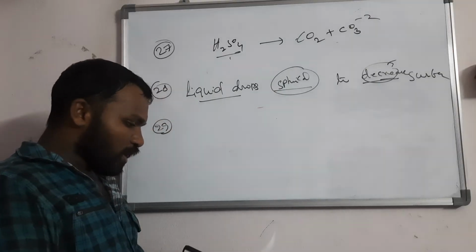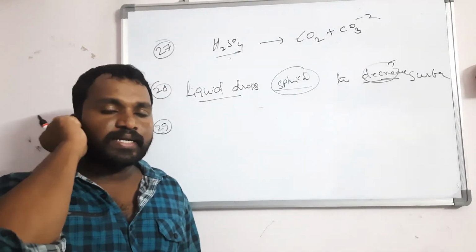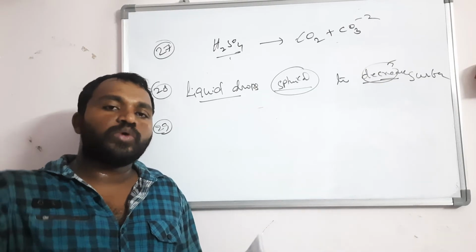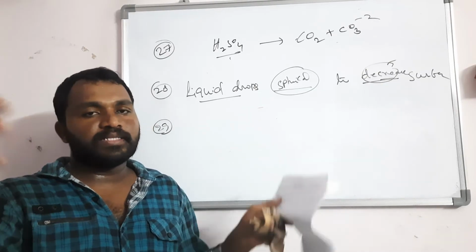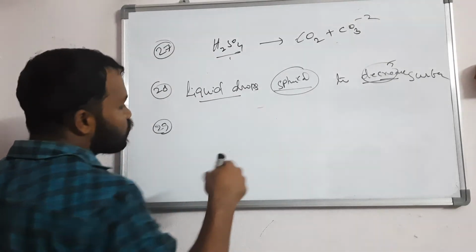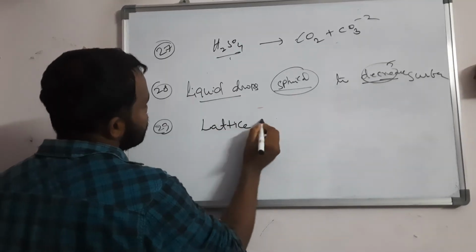Question 29: to form 1 mole of cation and anion. They gave this question about bringing a cation and an anion together, and generally it is to form 1 mole of the compound, which is nothing but lattice energy.